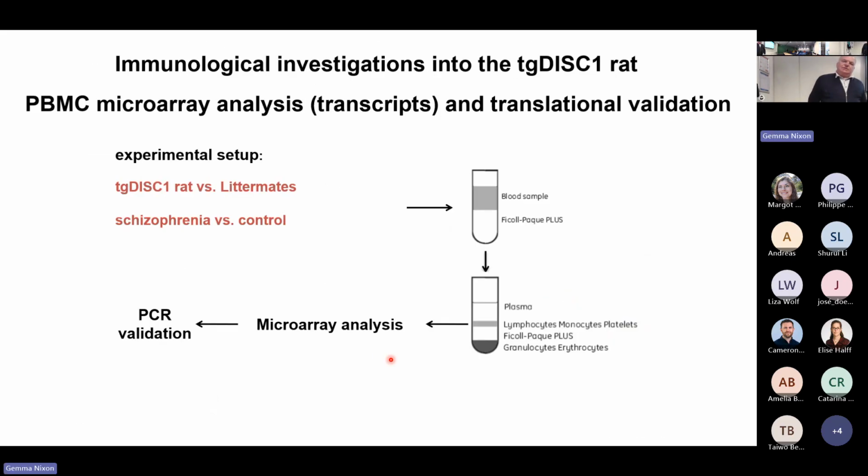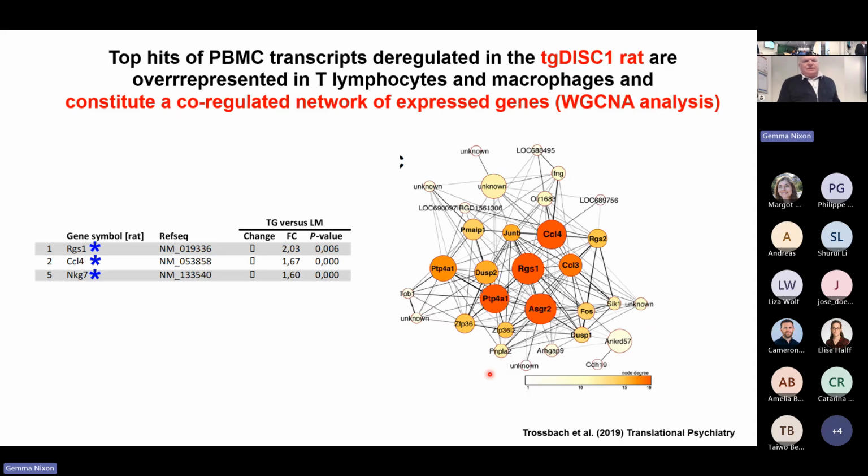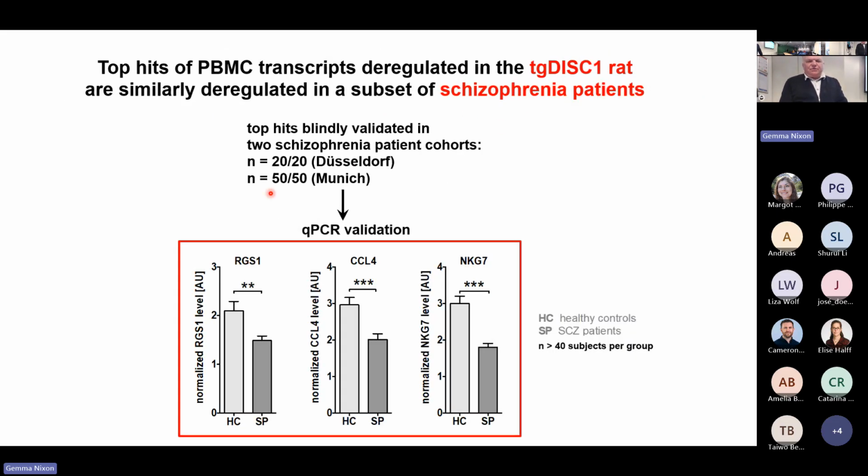We also did some immunological investigations, and to begin with, we analyzed the PBMCs from the blood, and what we saw is that the transgenic DISC rat had a decrease or modulation in a distinct network of genes characterized by RGS1, CCL4, and NKG7. These are genes overrepresented in T lymphocytes and macrophages, and the analysis was done via a weighted network analysis by Ovidiu Popa from the Institute of Bioinformatics at the University of Düsseldorf. And we tested these three proteins in two different sets of patients with schizophrenia. One was from the Düsseldorf Psychiatric Clinic, and one was from the clinic of Peter Falkai in Munich.